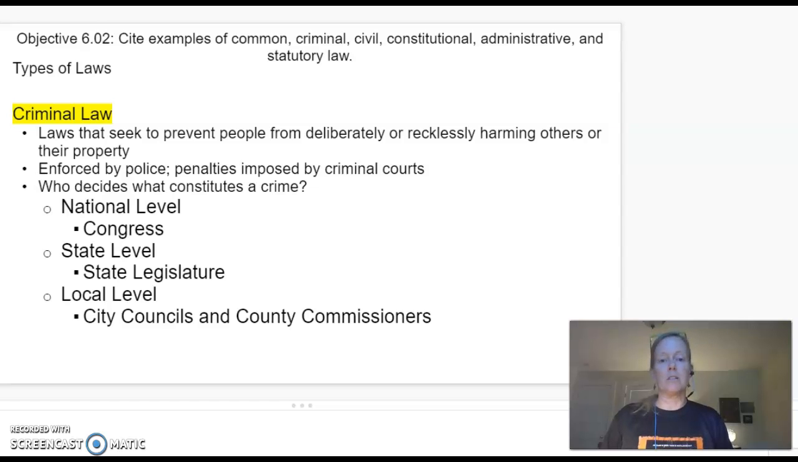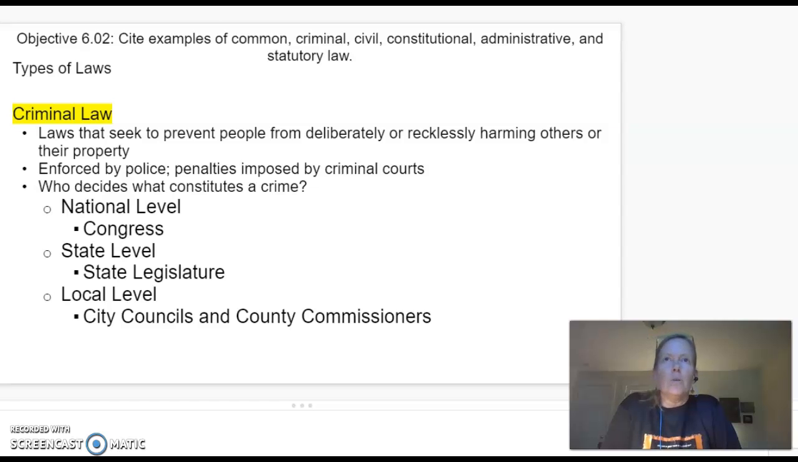And then there's penalties imposed by criminal courts. Some of those penalties are money, but the vast majority of our penalties in criminal courts are going to be through jail time and stuff like that. Who decides what constitutes a crime? Well, it's different at all levels. At the national level, Congress makes those decisions, okay? State level, state legislatures, that's your general assemblies. And at the local level, city councils and county commissioners.